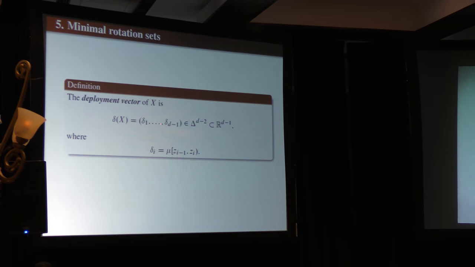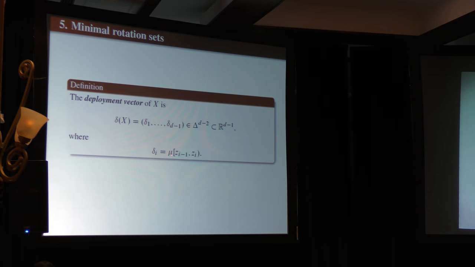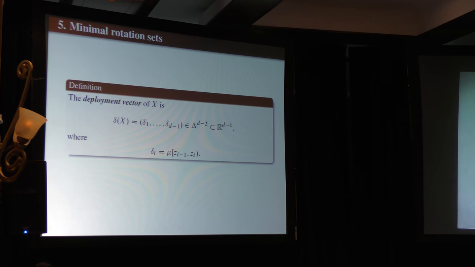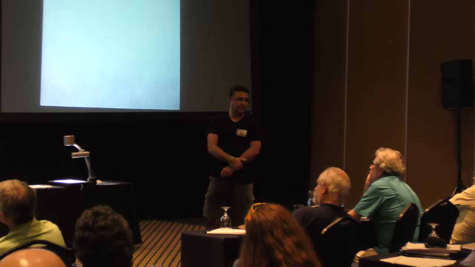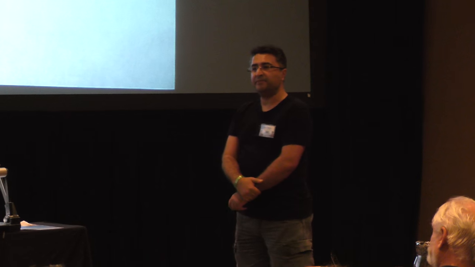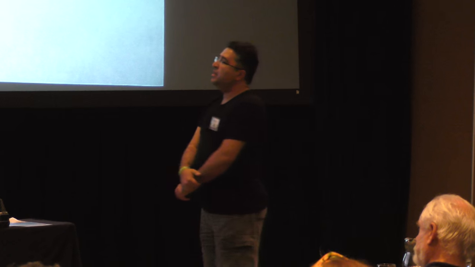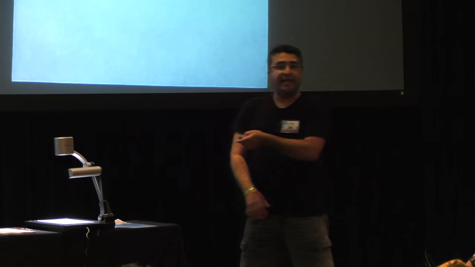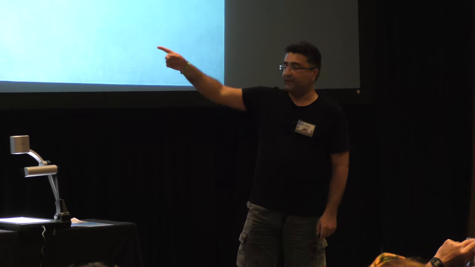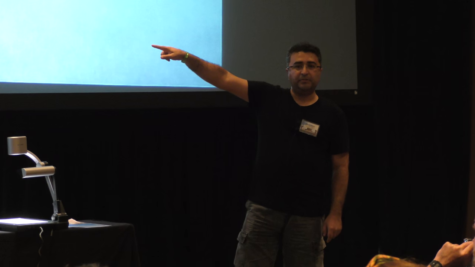The ith component of this vector is the measure of the segment between z_{i-1} and z_i. So you look at the d minus 1 segments between the fixed points, and you measure the mass of the rotation set in each of those segments using the natural measure of the rotation set. These numbers are all non-negative and they add up to one, so it's a probability vector. And what is the dynamical interpretation of these numbers?